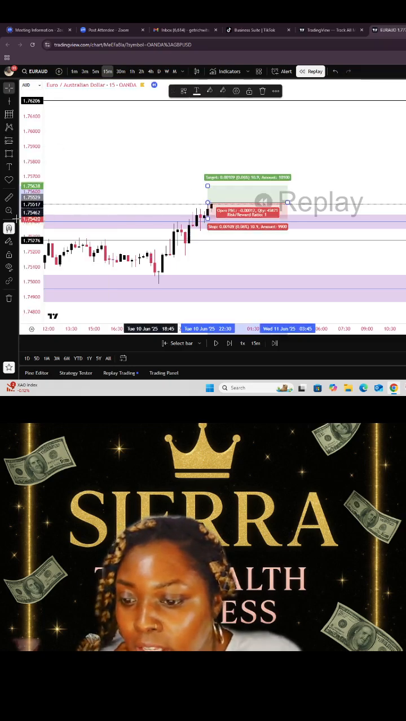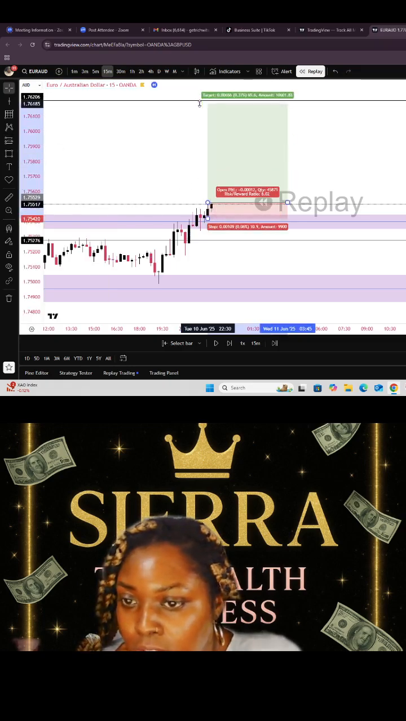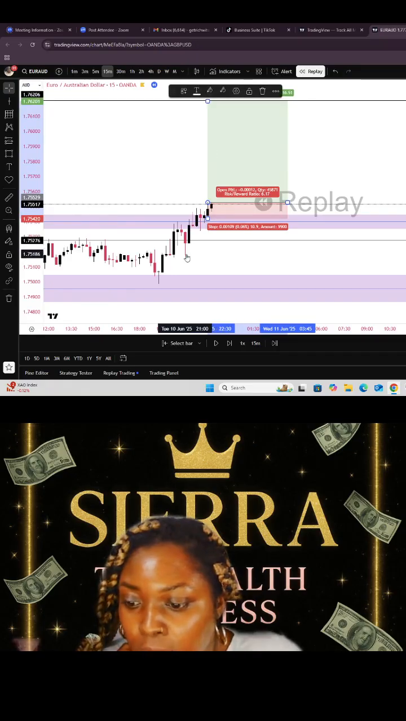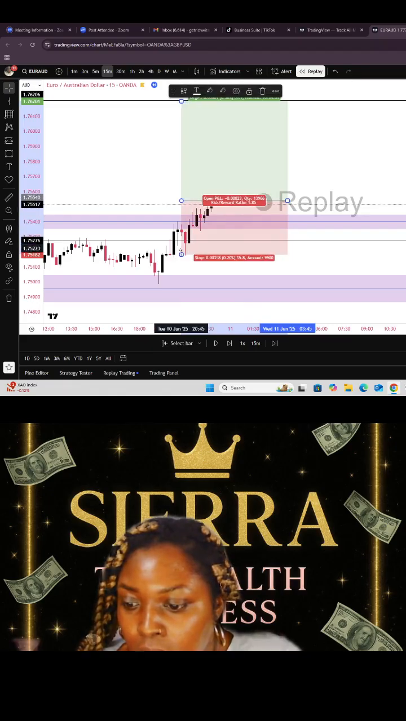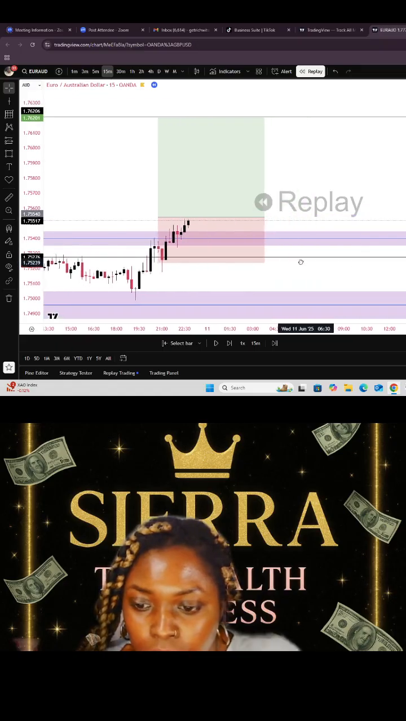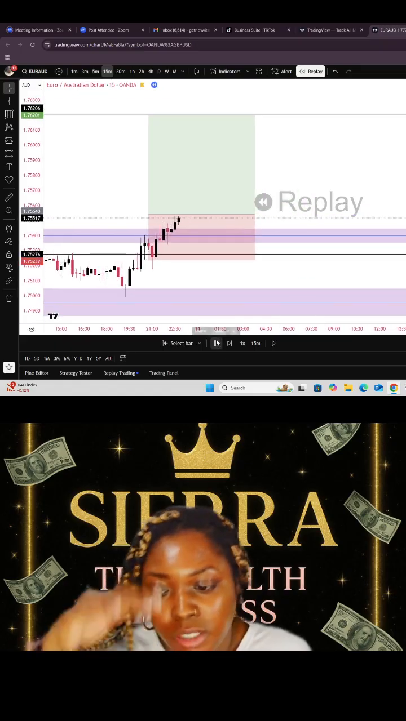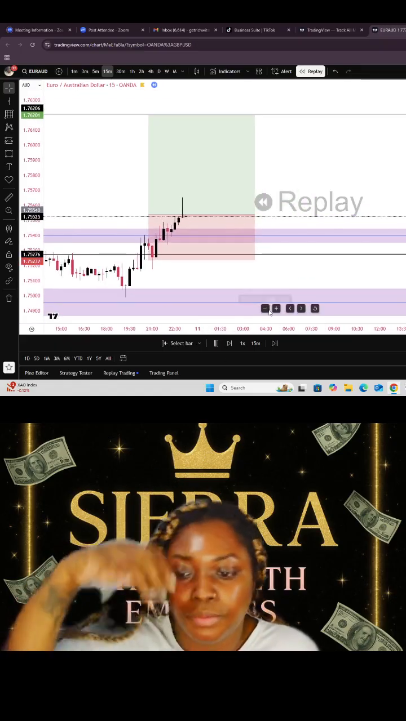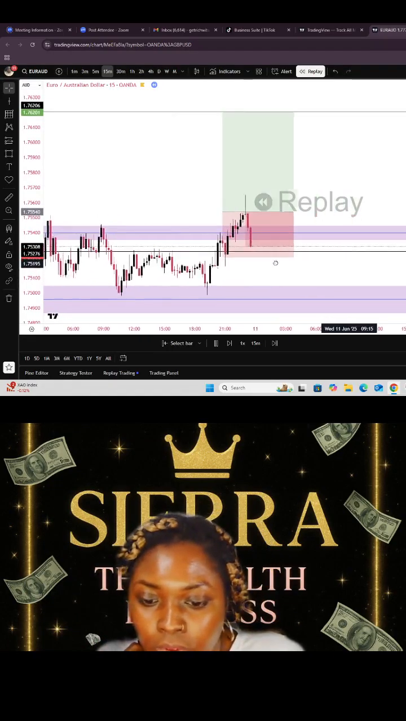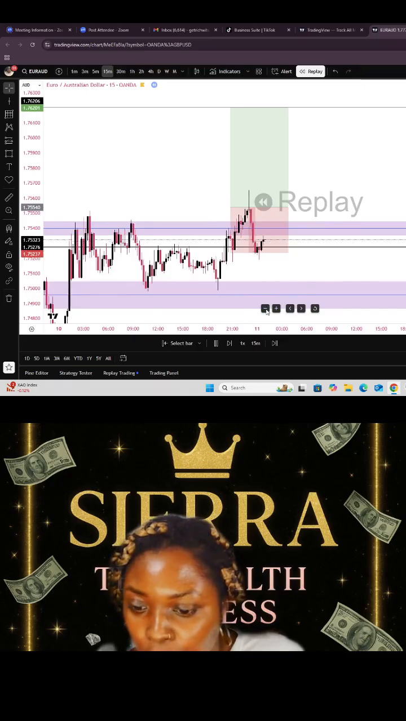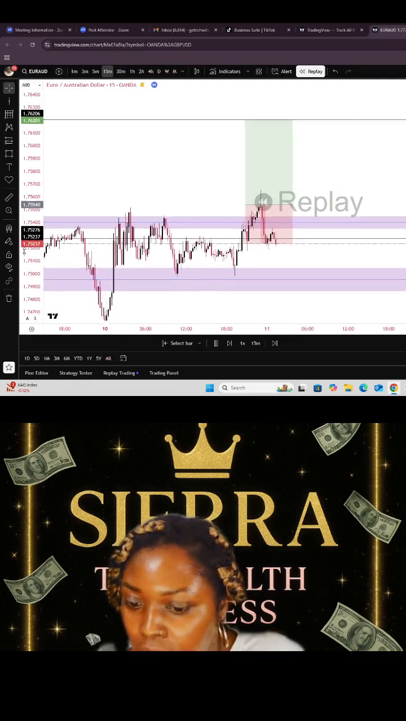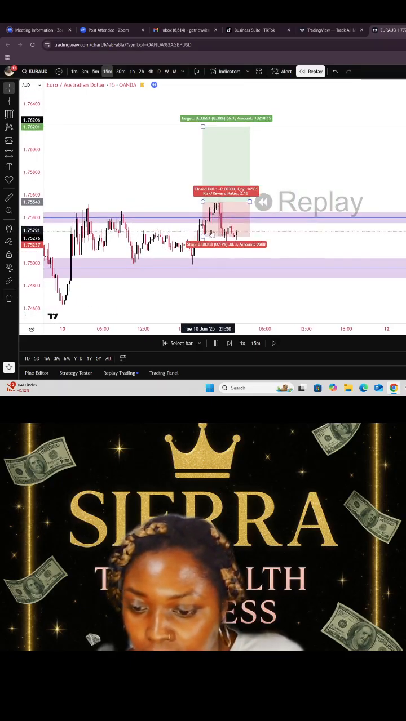And now I can enter this long here. Stop loss beneath this last structure point here. And we're going to tighten it because it has to be a 2-to-1. And we're going to see what price is going to do. This son of a gun just came right back down. This is a strong area and tested us again.